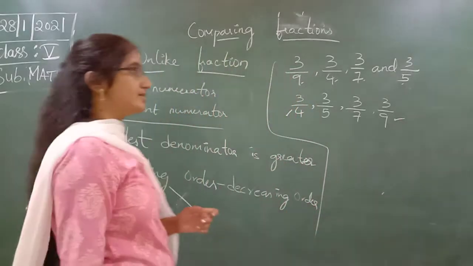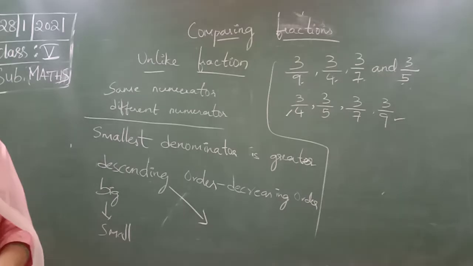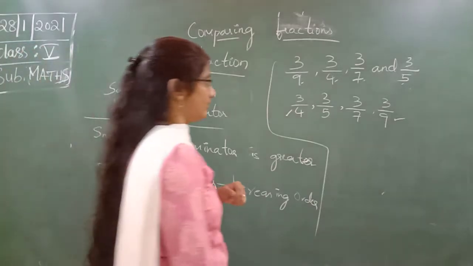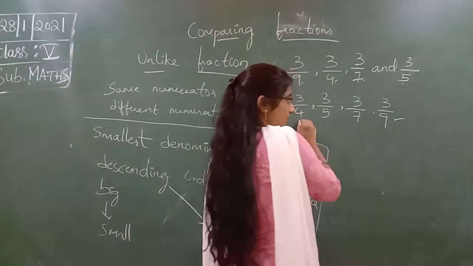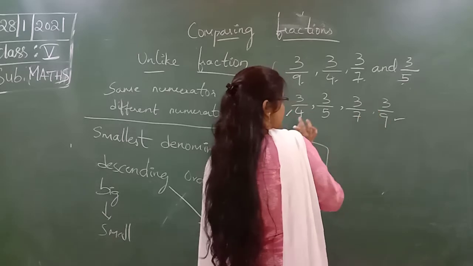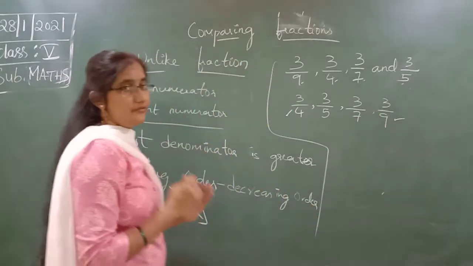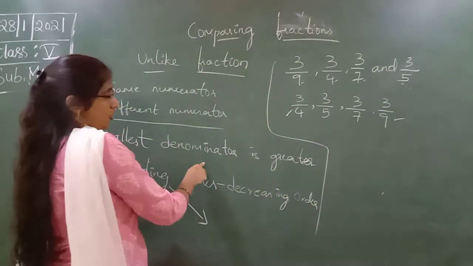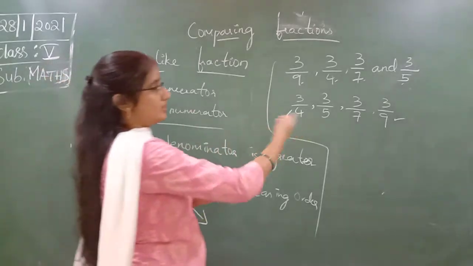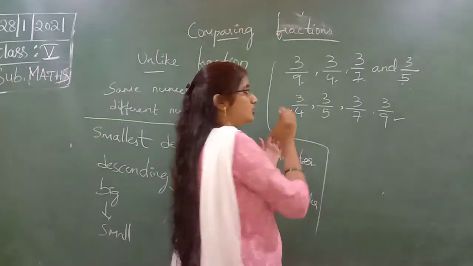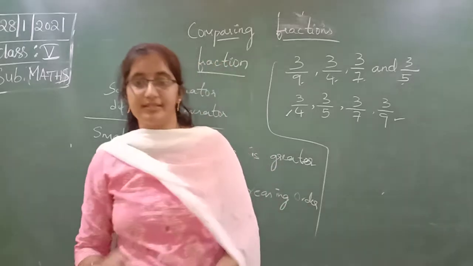This is the greatest and this is the smallest. They asked for descending order, so this is the descending order. If the denominator is the smallest, the fraction is the greatest. The smallest denominator here is 4, so 3 by 4 is the greatest.